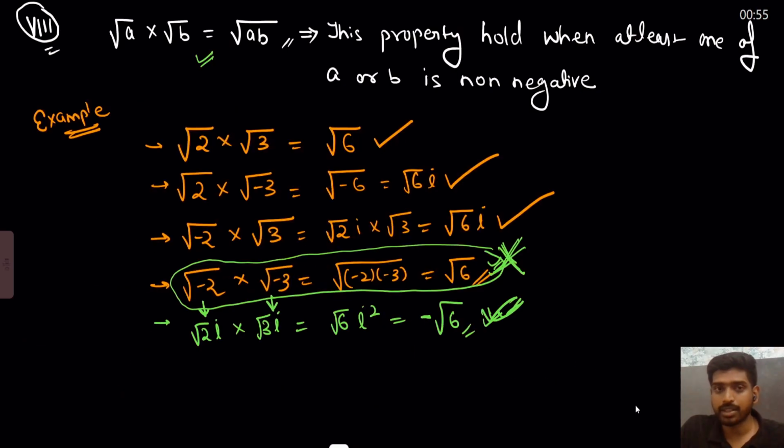Got it? Now, next, we have seen that this property, which we have been learning for so many years, is valid only when either A or B is non-negative. Any one should be non-negative. Okay? Now, next, we'll solve some very important questions related to this topic.